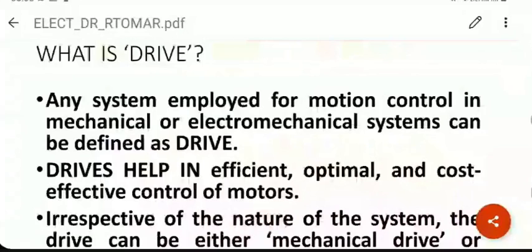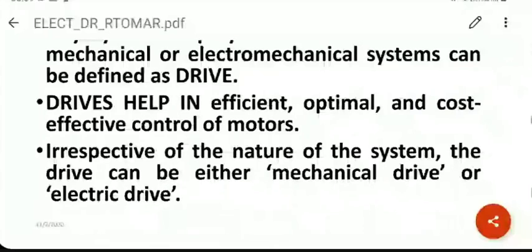What is a drive? This is a formal definition. Any system employed for motion control in mechanical or electromechanical systems can be defined as a drive. That's a formal definition. So it is not only for motors. For any electromechanical system, drives can be used. Motors are one example. Drives help in efficient, optimal, and cost-effective control of motors. Irrespective of the nature of the system, the drive can be either a mechanical drive or an electrical drive or electric drive.